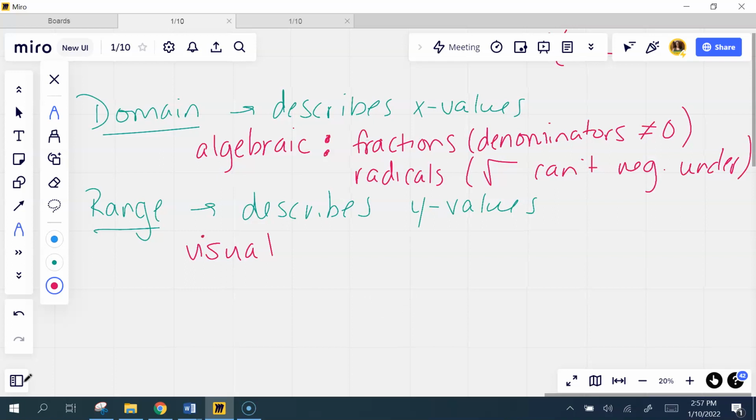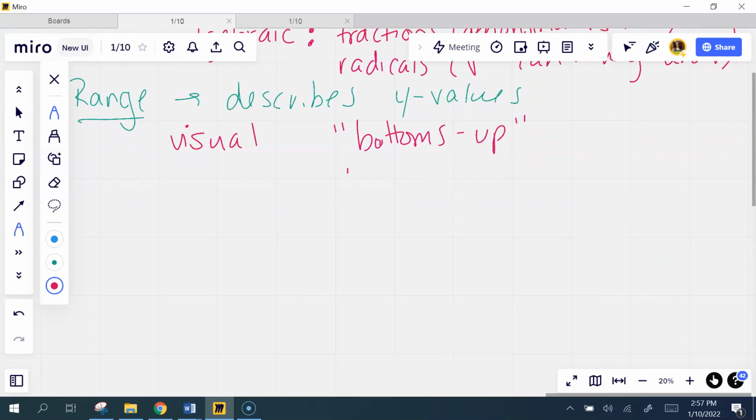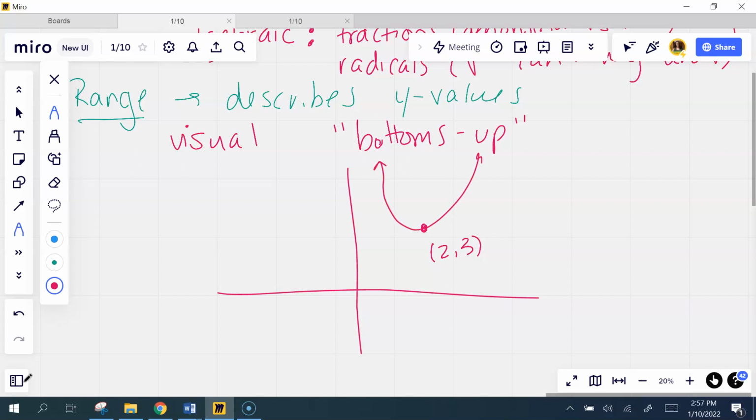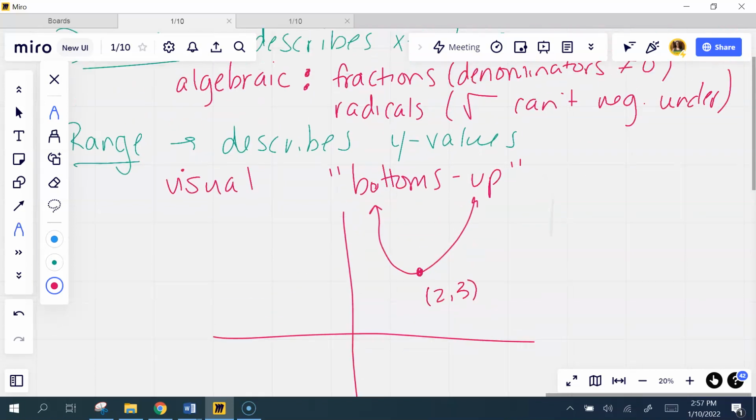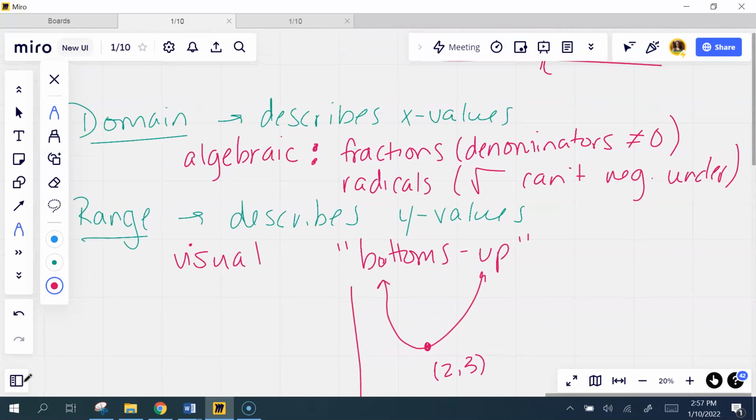So range, whenever I say visual, I always like to describe this as bottoms up. I look at the lowest value on the graph itself and then go up to the highest value. So let's start with a quadratic. Let's say my parabola has a vertex of (2, 3), and it's opening up. Okay, so domain, and I probably should have put this on here too: if range is bottoms up, domain is left to right.